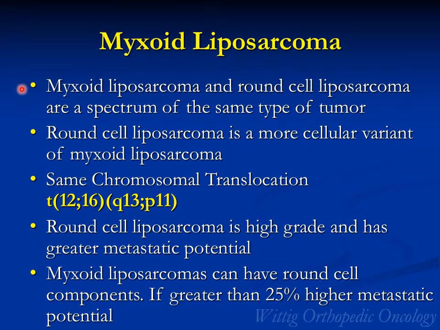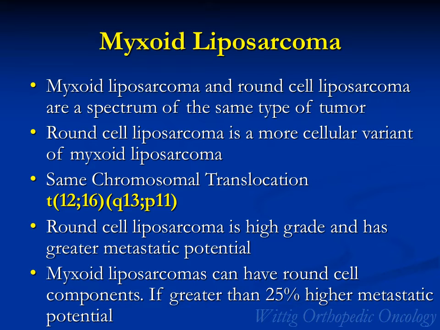Myxoid liposarcoma and round cell liposarcoma are a spectrum of the same type of tumor. Round cell liposarcoma is a more cellular variant of the myxoid. They have the same chromosomal translocation, t(12;16)(q13;p11). Round cell liposarcoma is high grade and has greater metastatic potential. Myxoid liposarcomas can have round cell components. If greater than 25%, it has a higher metastatic potential and technically is considered a round cell liposarcoma.